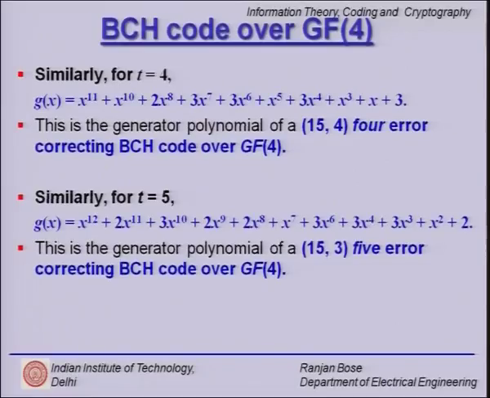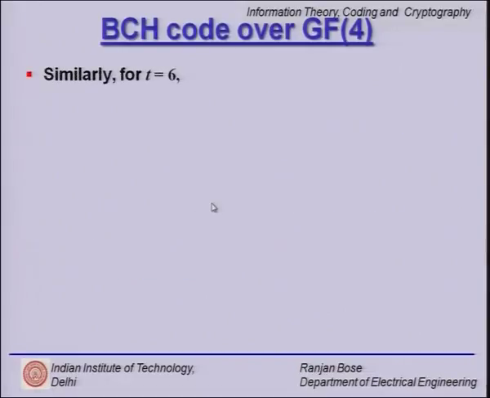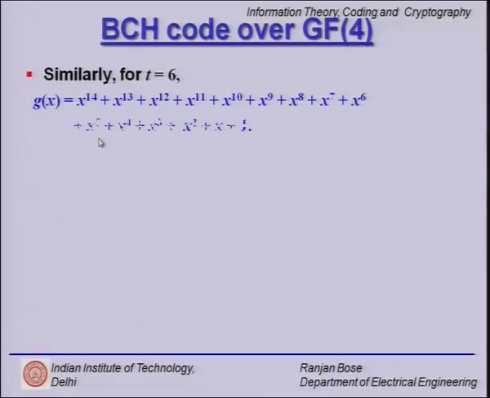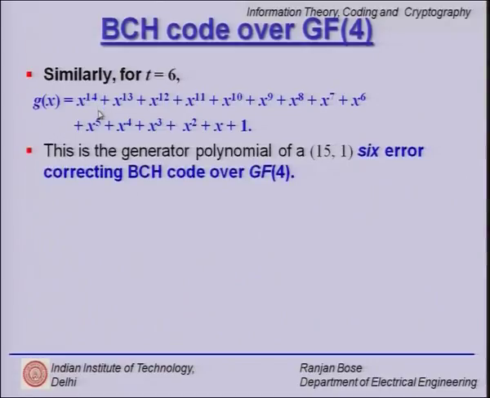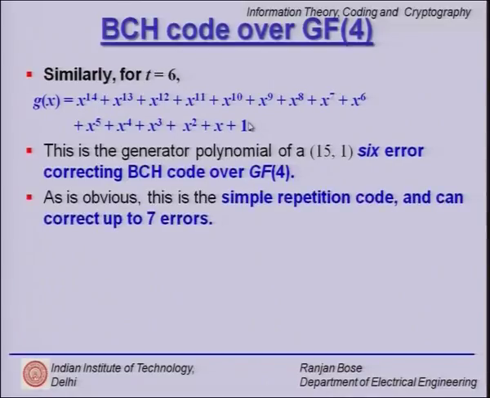So, we go back to our slides and we have the generator polynomials for t is equal to 4, t is equal to 5, and we can continue for t is equal to 6, wherein we suddenly hit x raised to the power 14. And if you have x raised to the power 14, then you know that this is a 15,1 6 error correcting code, but the moment n minus k is 1, it is nothing but a repetition code. So, obviously it can correct up to 7 errors even though you designed it. So, the design distance is more than the minimum distance you aimed for.